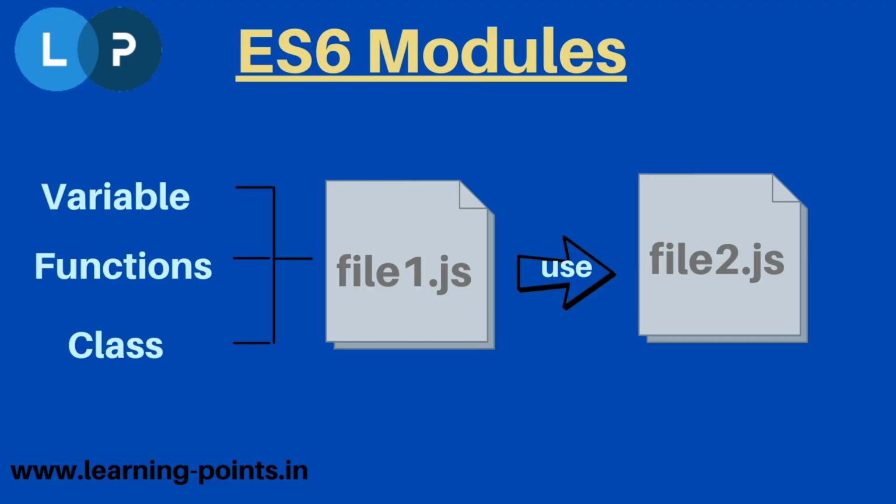So let's take an example. Suppose you have two files, file1.js and file2.js, and inside your file1.js you have some variables, some functions, some classes, and those are needed from file2.js. Will you write them again? No, absolutely no. We are going to discuss how we can reuse our code and how to access a variable or function or class from one JS file to another JS file.